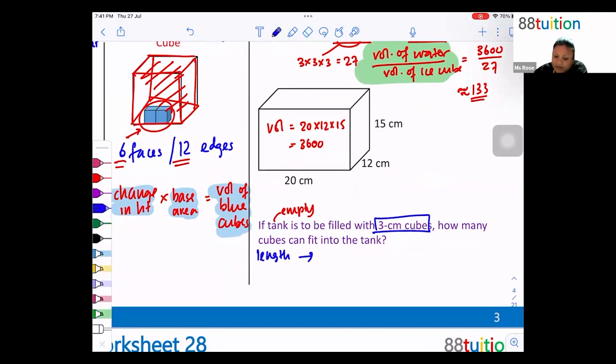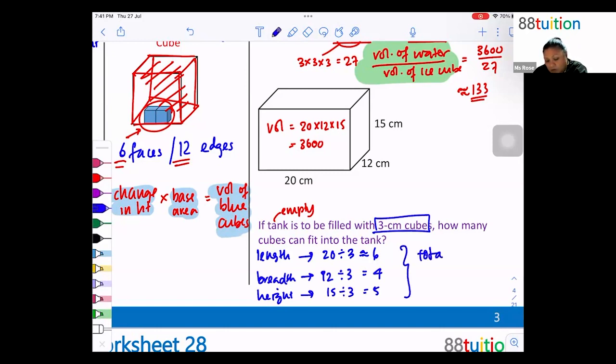How many cubes can fit the length? So you take 20 divided by 3 to give me approximately 6, because I have a remainder 2. How many cubes can fit the breadth, which is 12? Give me 4. And how many can fit the height, which is 15? 5. So to find the total number of cubes, I take 6 times 4 times 5 to give me 120.